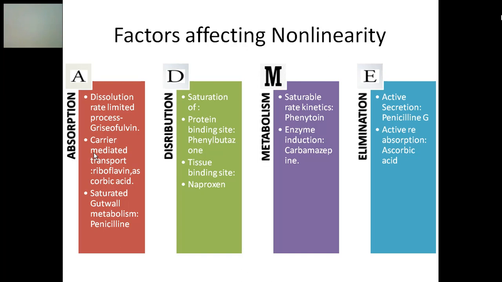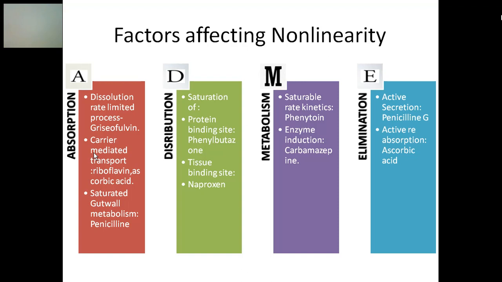On the other hand, due to the saturation of active reabsorption and the presence of ascorbic acid, the process of renal clearance gets increased. So these are the main factors which affect your renal clearance, the causes of nonlinearity, or the factors affecting nonlinearity.